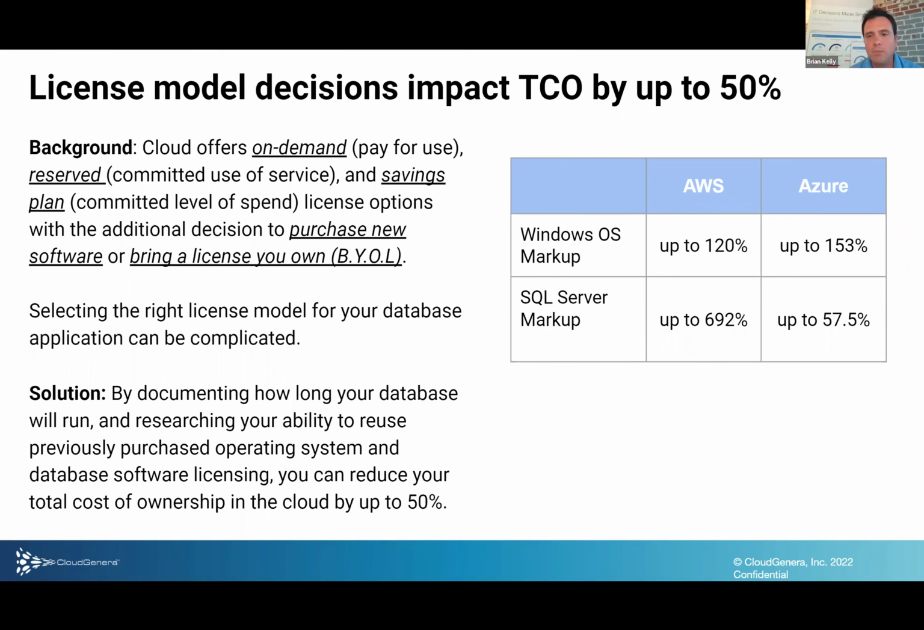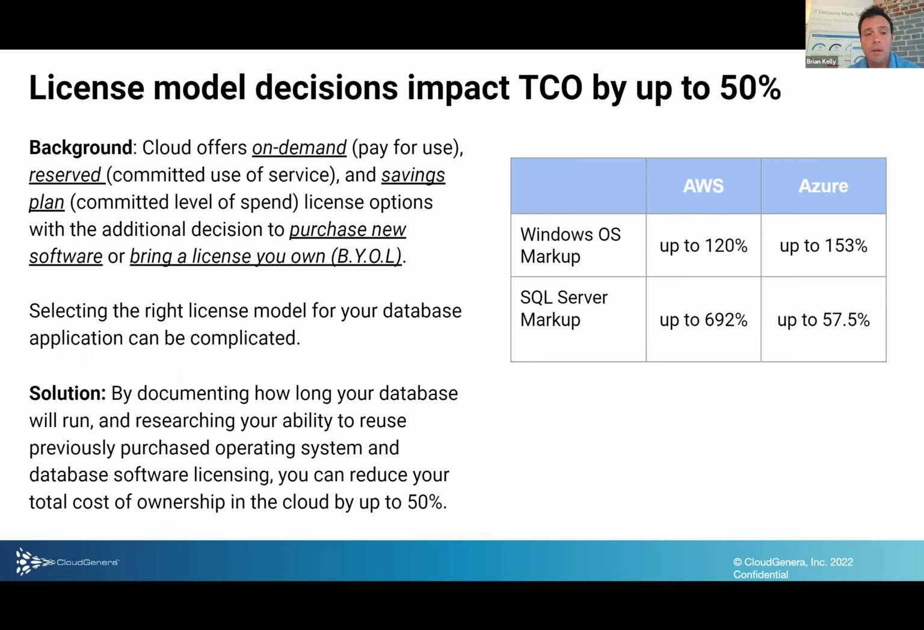So some cool insights based upon CloudGenera's market research and what we know from our data service that has this real-time view into the market. Again, selecting the right license model for your database application, hopefully you see, can be complicated. Not only do you have the different licensing options of on-demand, reserve, and savings plans, you also have this other dimension of figuring out, do you have licensing that you could reuse? And as you're seeing here in the table, that could have a significant impact on the overall total cost of ownership of your database.